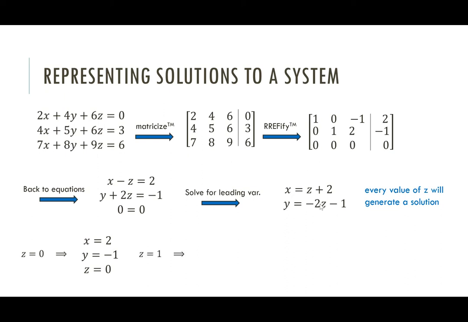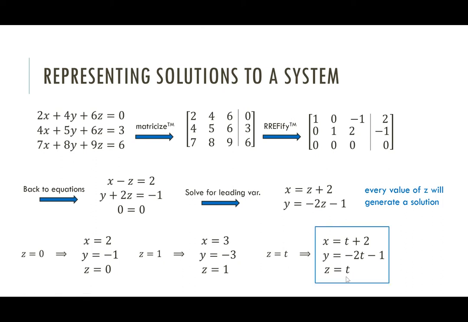If we let z be 1, then we would have x equals 3 and y equals negative 3 and z equals 1. So there's our solution corresponding to z equals 1. And if we let z equal just some number t, then that would correspond to the solution x equals t plus 2, y equals minus 2t minus 1, and z equals t. And this right here is called the parametric equations for this solution.